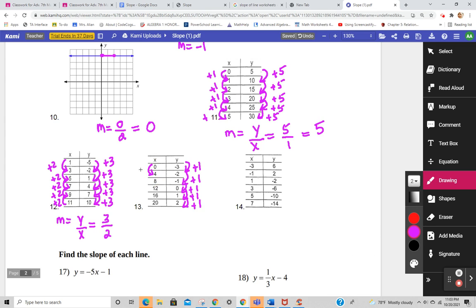From 0 to 4, add 4. From 4 to 8, add 4. From 8 to 12, add 4. See, it's changing by 4. So your slope is the change in y over the change in x. Well, the change in y is 1. The change in x is 4. So our slope is 1/4. All right, why don't you try 14 and then come back and check.